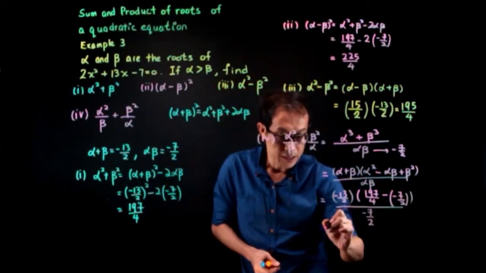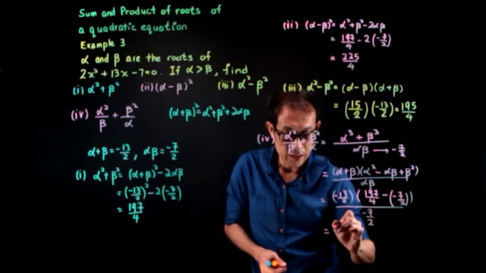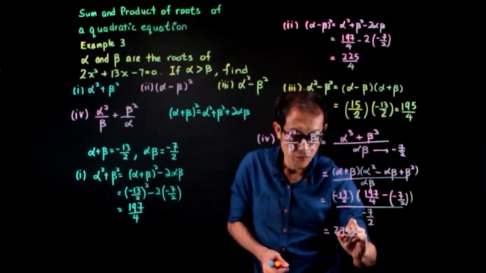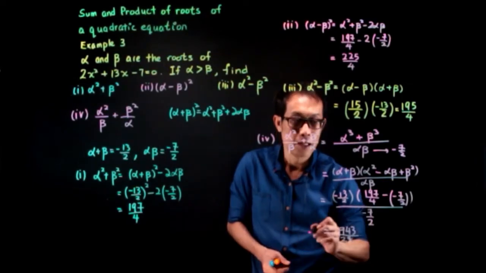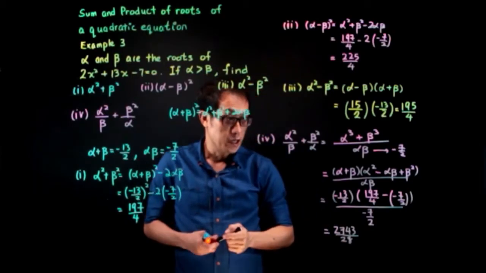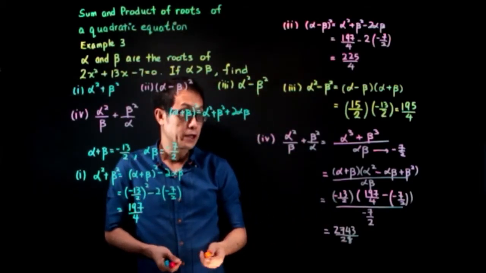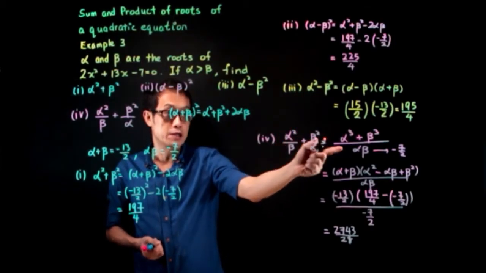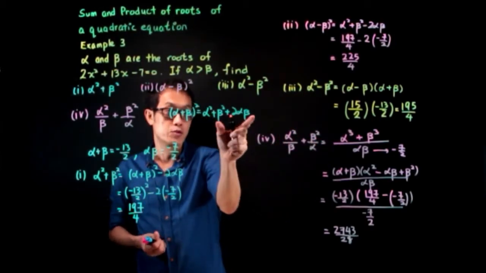Now if you key this into your calculator, you will get 2743 over 28. Now in the event you have forgotten this identity, don't panic. Just like this, you want alpha cube plus beta cube, you can do something like that.